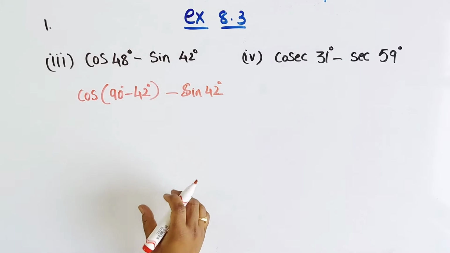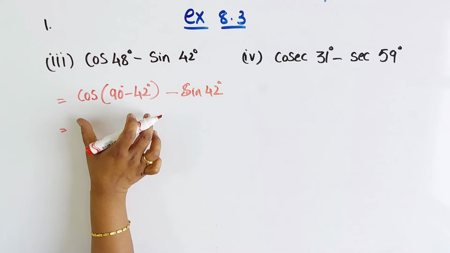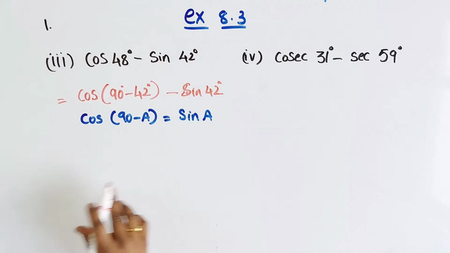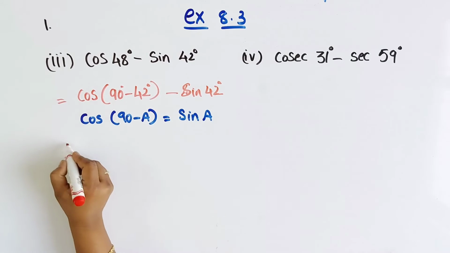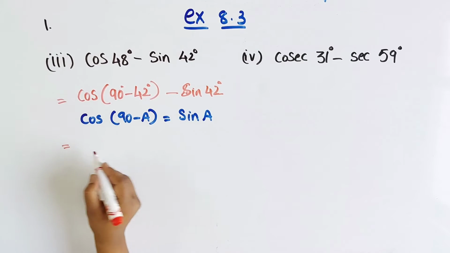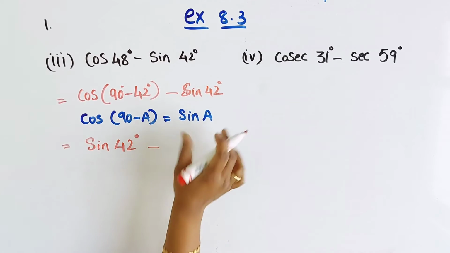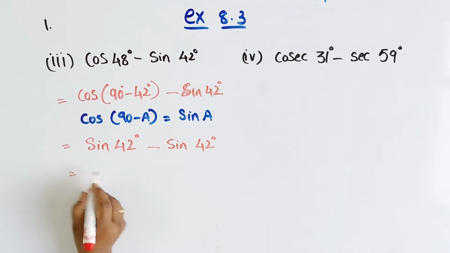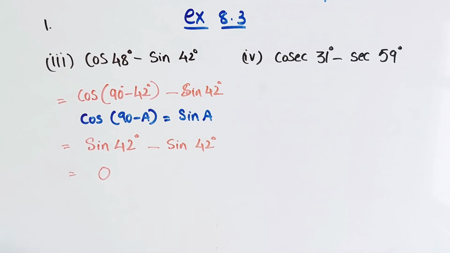Any one thing only we have to change. Now what is cos 90 minus 42, children? What is the formula? Cos 90 minus a equal to sin a. Here a value is 42, children. So we can write cos 90 minus 42 equal to sin 42 degrees. Minus, here already we have sin 42 degrees. Now see, sin 42 degrees minus sin 42 degrees. It is 0. 0 is the answer.